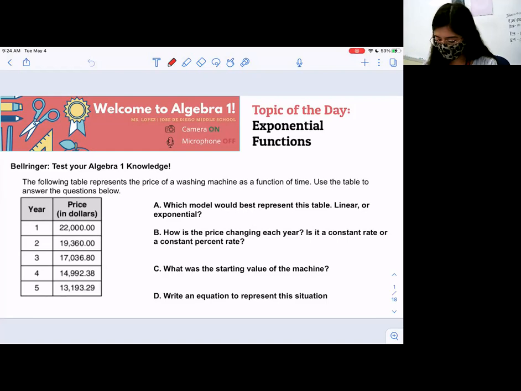So for example, I can go to the first two numbers, but should I be doing 22,000 divided by 19,360, or should I do 19,360 divided by 22,000? Should I go from top down or from bottom up? Top down? What do you guys think at home? Dinara agrees? Lauren, what do you think since you started this?